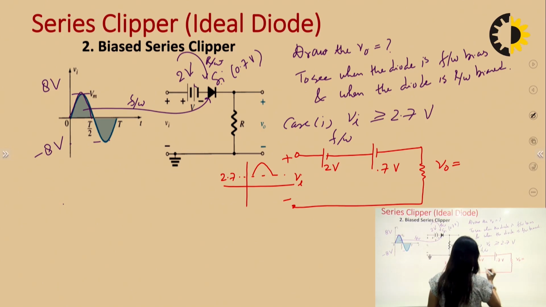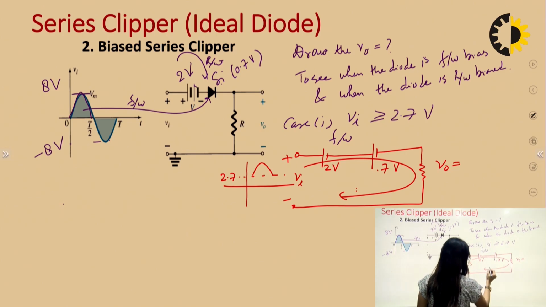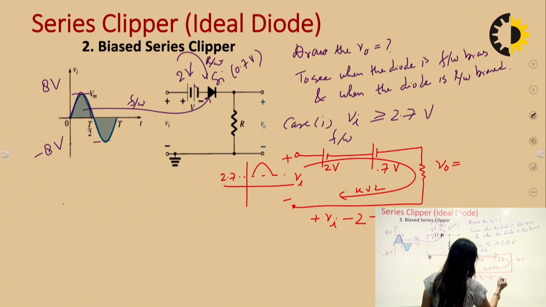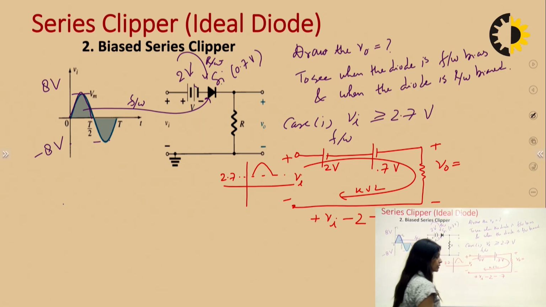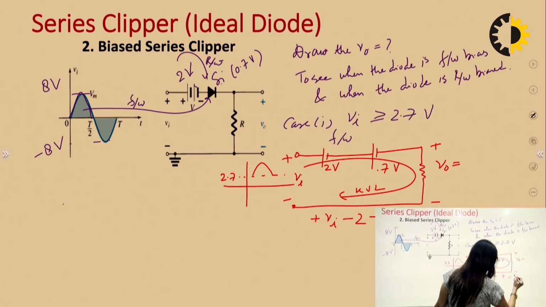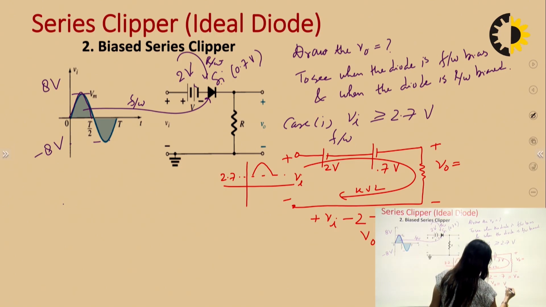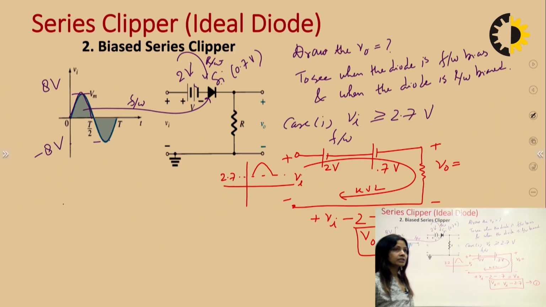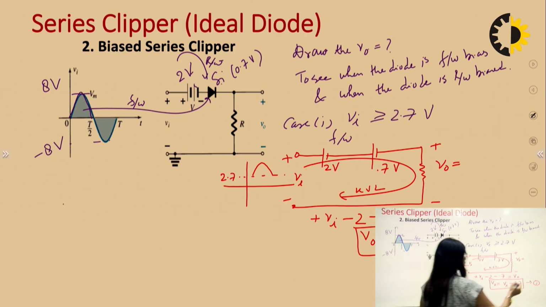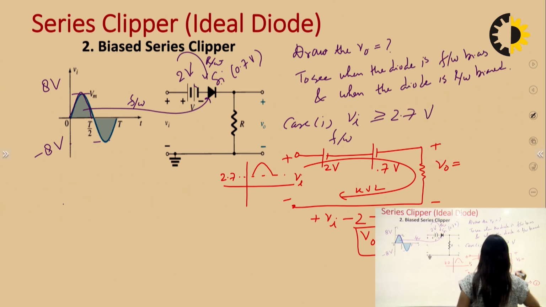We will find out. Now, apply KVL. Plus VI minus 2 minus 0.7, taking positive upwards and negative downwards, is equal to VO. So one equation comes out to be VO equals VI minus 2.7. Put it as equation number 1. So case 1 is solved. We will use this equation while making the graph. This is the process we have to continue.